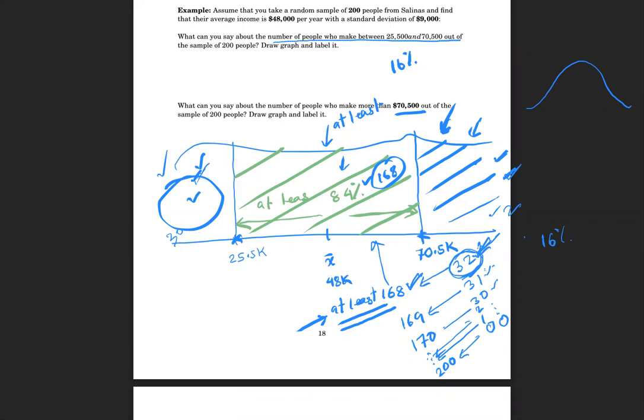So our best response to this question would be, at most 32 people make more than $70,500 per year. At most. Now, this is critical. At most, meaning it could be up to 32, or it could be as low as what? 0.